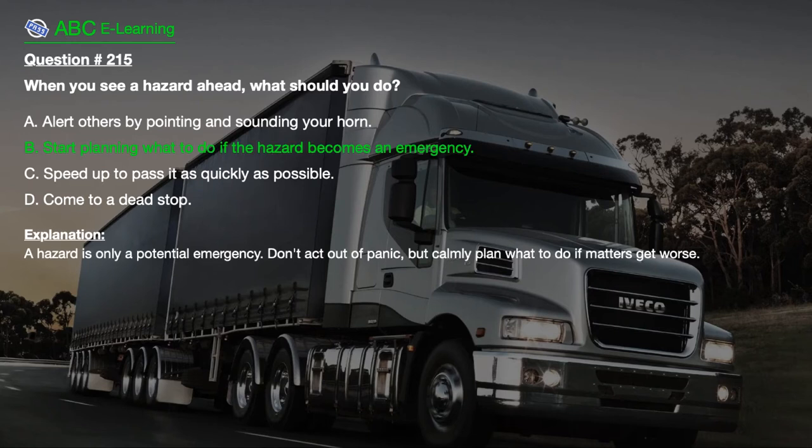The correct answer is here. B. Start planning what to do if the hazard becomes an emergency. Explanation. A hazard is only a potential emergency. Don't act out of panic, but calmly plan what to do if matters get worse.